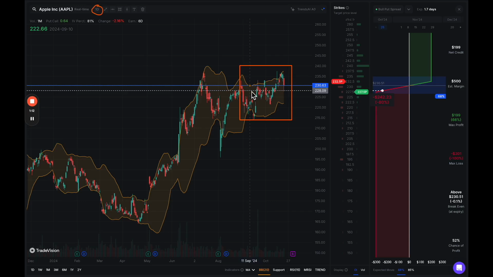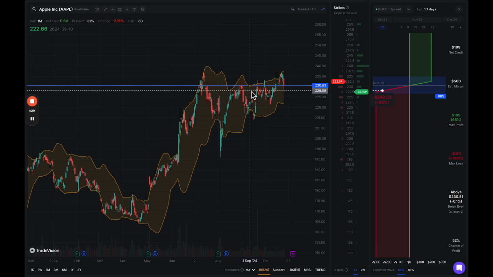What the Bollinger Bands do is they help you gauge certain price movements compared to historical volatility. Essentially, Bollinger Bands take into account how volatile the stock is, right? That's the first thing it takes into account. And then it gives you overbought and oversold signals.